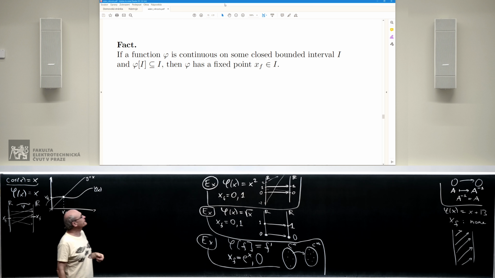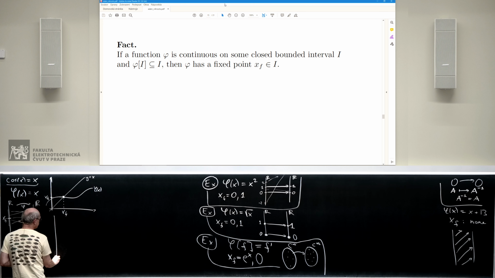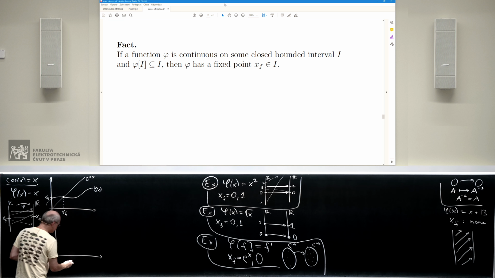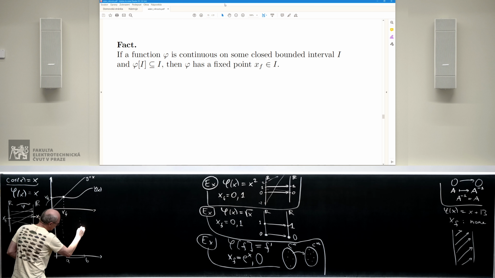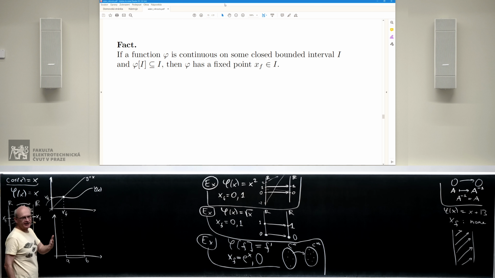And let me go back to the theorem. The theorem says the following. I have a function, and there is some interval I. Let's say that it goes from a to b. And on this interval, there is this function phi, defined and existing. And now I'm assuming that the images of all points from here again lie in this interval. So I'm going to carry over this interval here. I think that could be it.